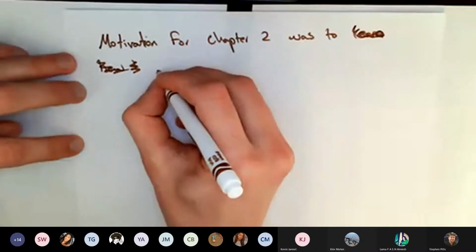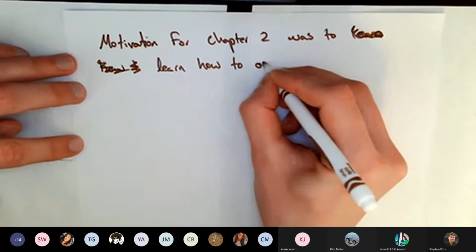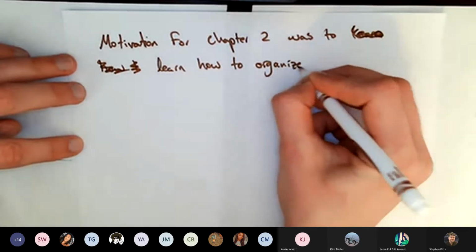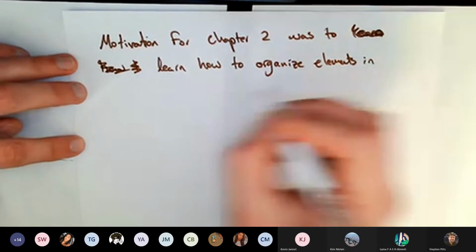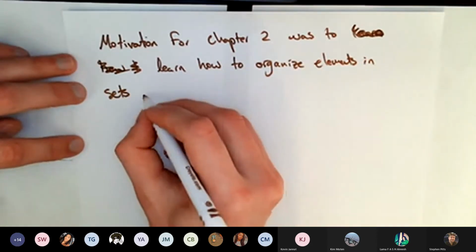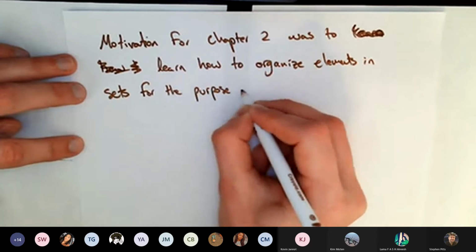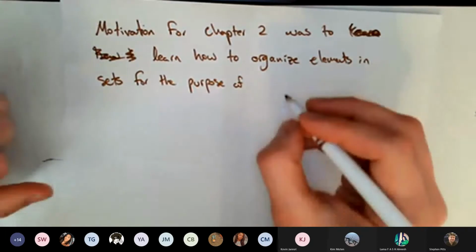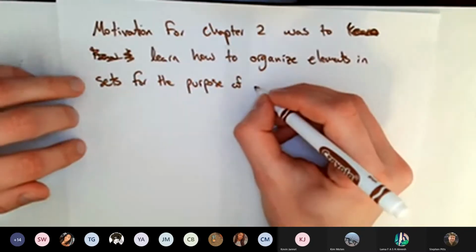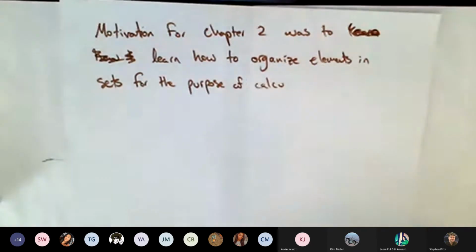Okay, was to learn how to organize elements in sets for the purpose of... this is awful. I am not saying what I want to say here. Never mind.